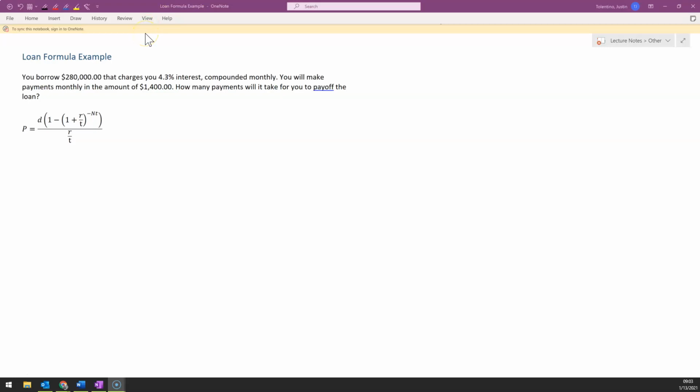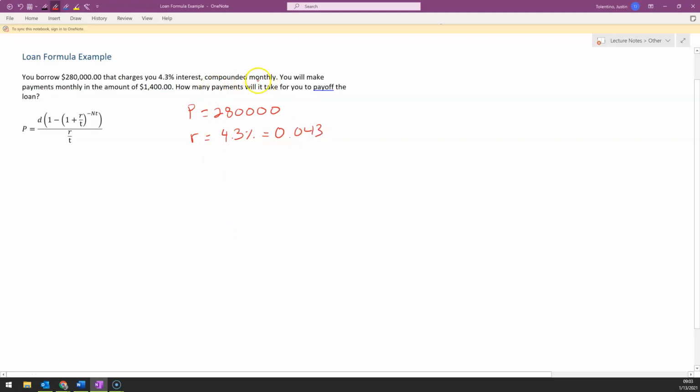In this case, we have this formula, and they gave us several of these values, and there's only going to be one variable that's missing that we need to solve for. So what do we have here? We're going to borrow $280,000. Remember, this is our principal. That's what P is. So let's write that down. That is going to charge us a 4.3% interest rate, so that's our R. And don't forget that 4.3% written as a decimal is 0.043.